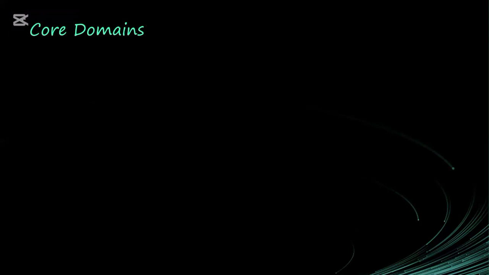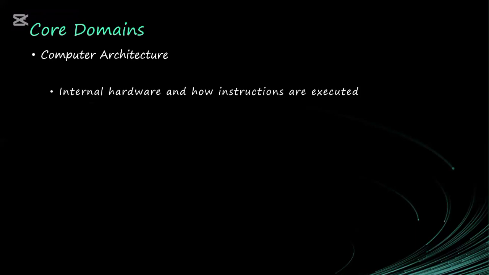Core domains also include computer architecture. When we talk about computer architecture, we are talking about how the computer is made. It is like the anatomy of the computer. What is this computer made of? How was it made? What are the key parts of this computer? It covers the internal hardware and how instructions are executed. We're still going to learn computer architecture: the CPU, the memory, and the I/O devices, and how these things work.